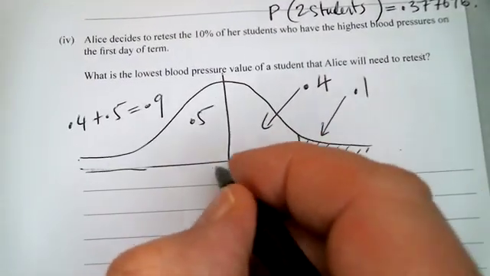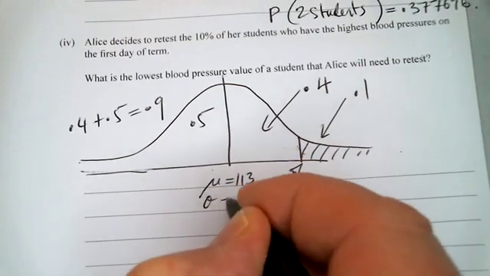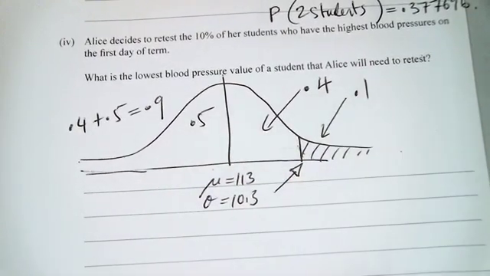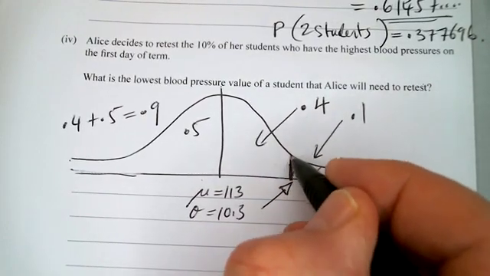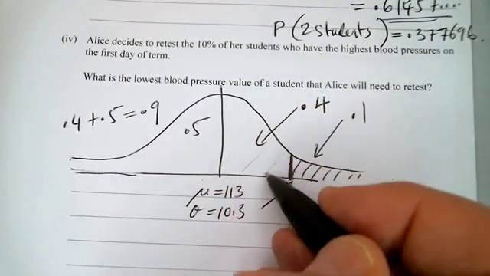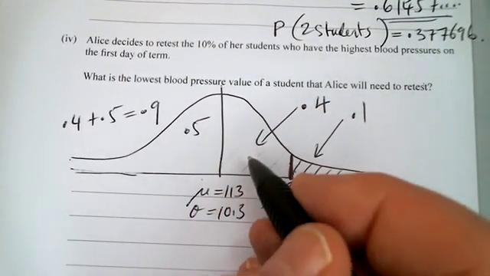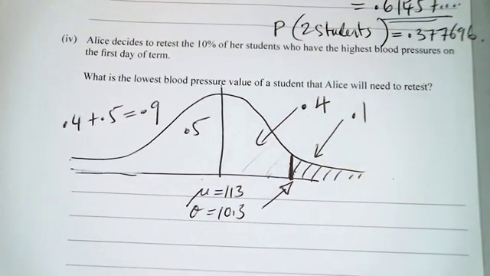Now we've got other blood pressure values. Of course, we know the mean is going to be 113. The standard deviation is 10.3. So we can pretty much say, well, what will 0.4 be? What's going to be that point there? If we find 0.4, we're actually finding this area here, and then we want to subtract it from this area here and find that Z value. So let's go ahead and do that. Let's find 0.4 first.